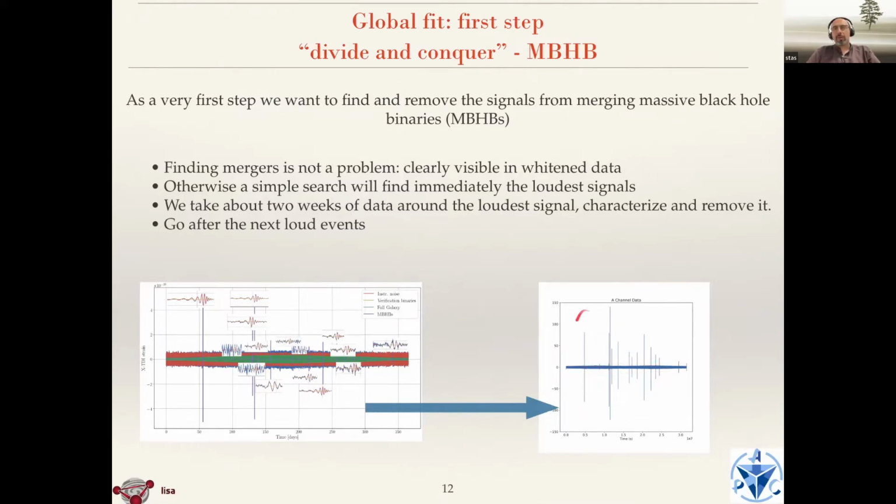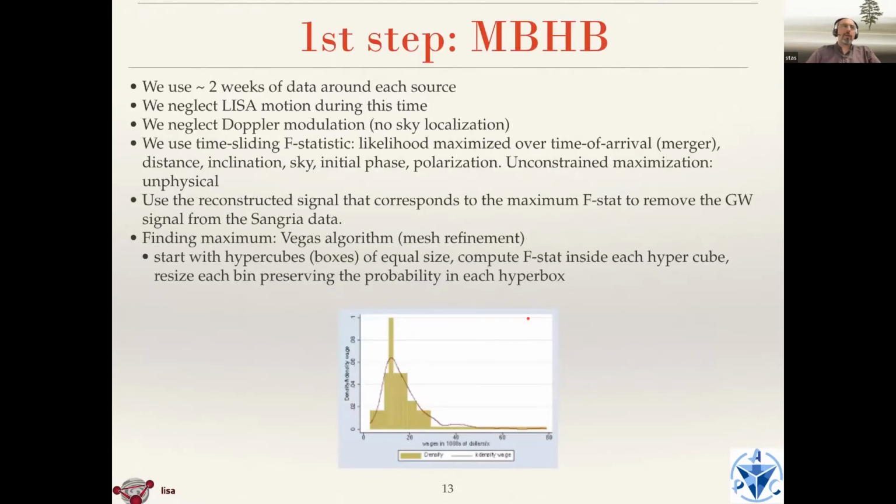You still need to remove them, right? I want to do it preliminarily, not very accurately at first, just to the level of the noise. So I will take a chunk of the data around each merger, which I see by eye, around 2 weeks, and I will use very crude, very approximate gravitational wave models, which neglect laser motion and Doppler modulation. So I will not have sky location, and I also maximize over many extrinsic parameters. I will only have masses and spins, which I will be fitting for.